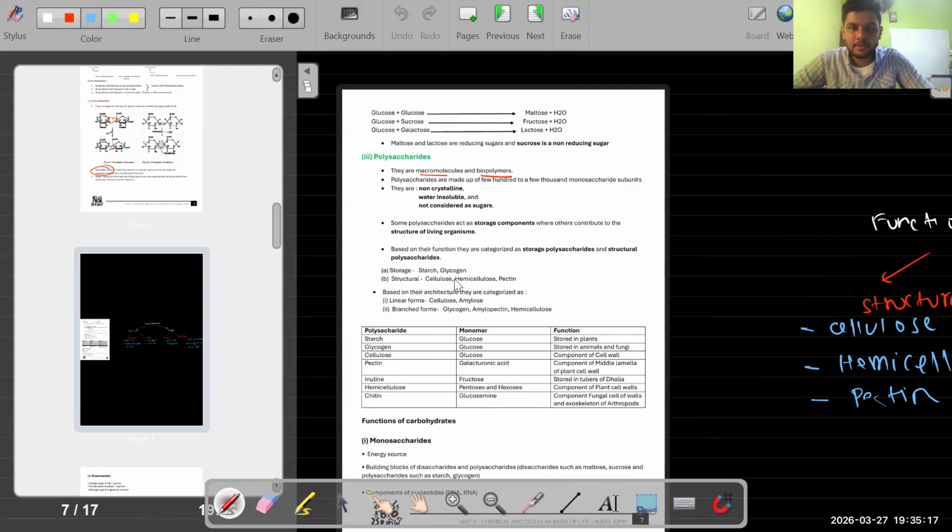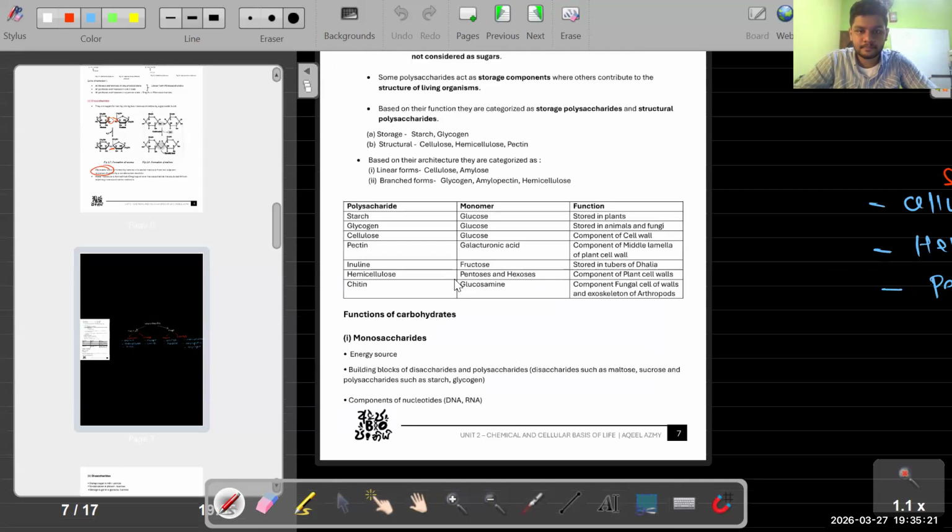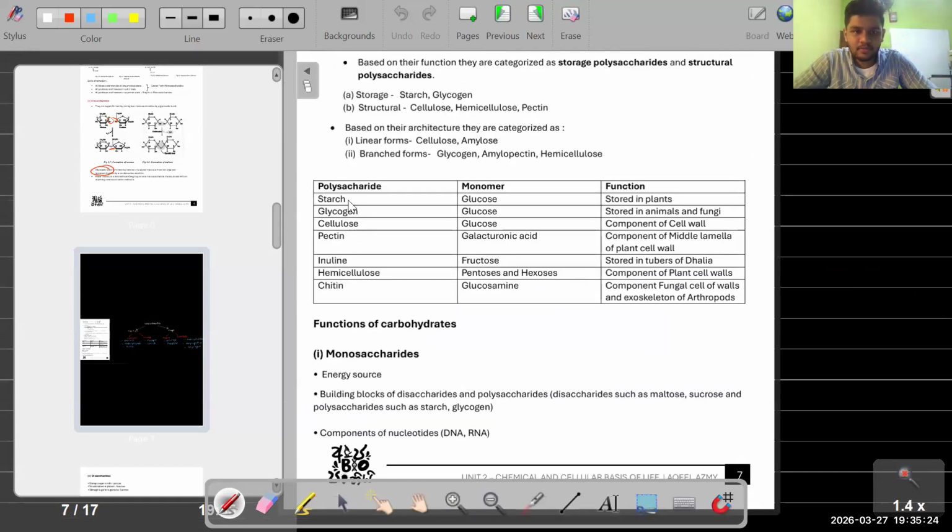Right now, we are coming to the examples of polysaccharides. Starch. This is not a new word to you; we have learned starch in our O levels. Starch is made up of monomers. Is the word monomer new to you? First, tell me that.